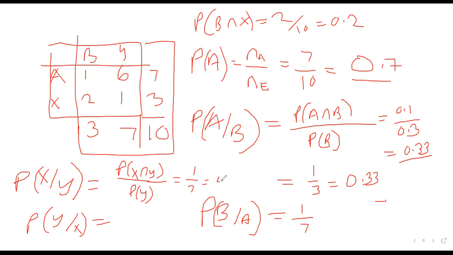Which is 0 point something. How about Y given X? When you expand it, it's Y intersection X over the probability of X. And they still meet at 1, and the total for X is 3. The total for X is 3.